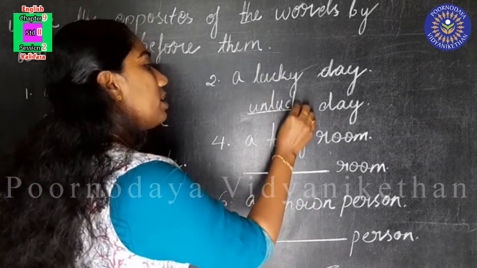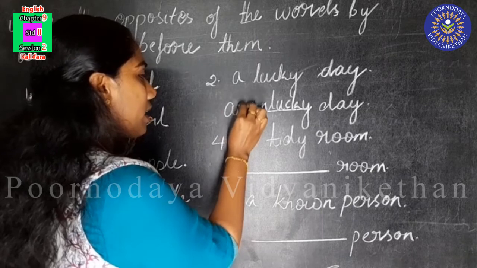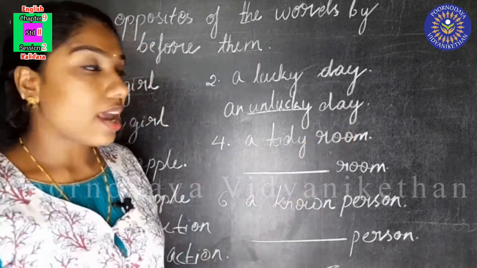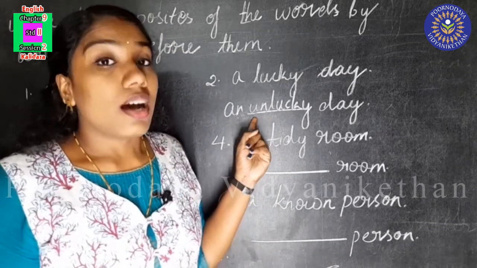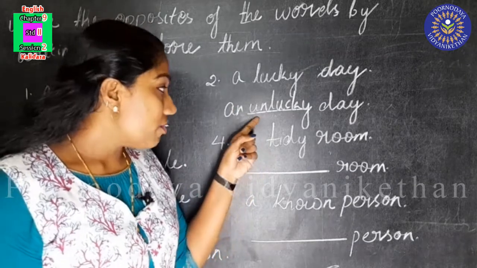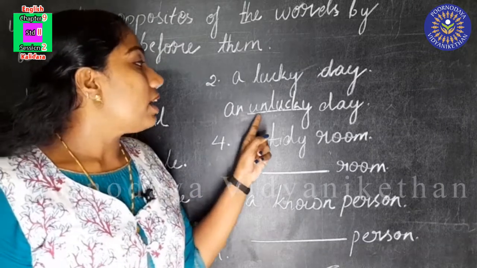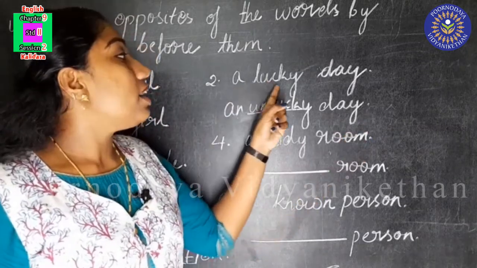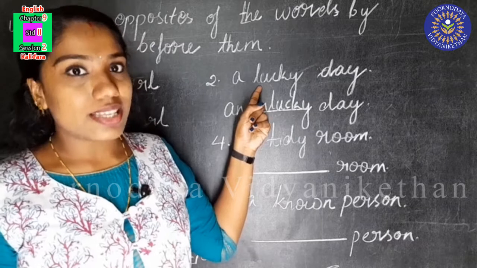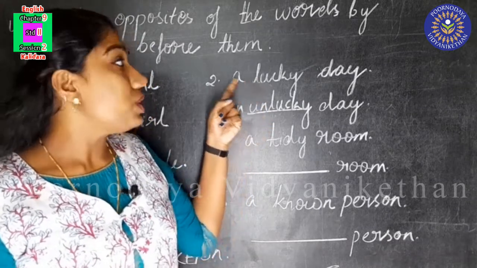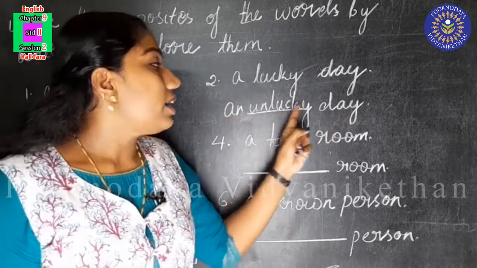Unlucky. Then we have to add article an here. An unlucky day. Here, the word unlucky starts with a vowel sound. In front of a vowel sound, we'll add an. An unlucky day. Here, a lucky day. Here, lucky, L sound is consonant sound. In front of the consonant sound, we added a. A lucky day, an unlucky day.